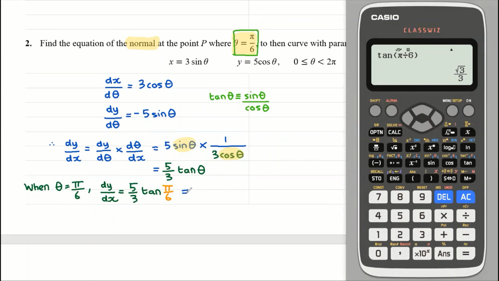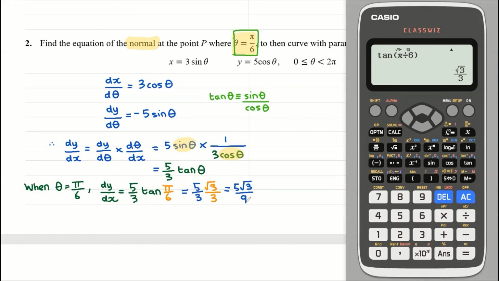So don't forget that it's multiplied by 5 over 3. So it's going to be 5 over 3 multiplying root 3 over 3. Like that. So this is going to equal 5 root 3 over 9. Okay, and I strongly urge you to write it in the exact form there. So that's the value of the gradient of the curve at that point where theta is equal to pi over 6. We've just stated that explicitly.